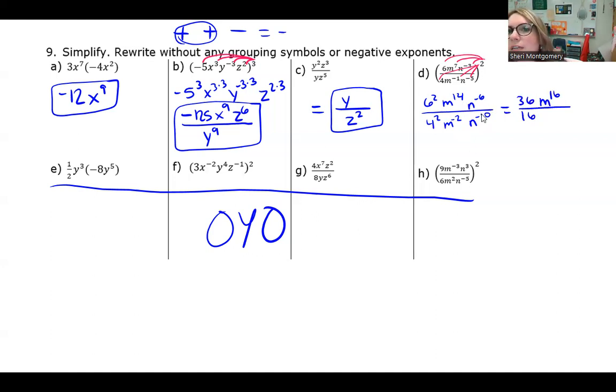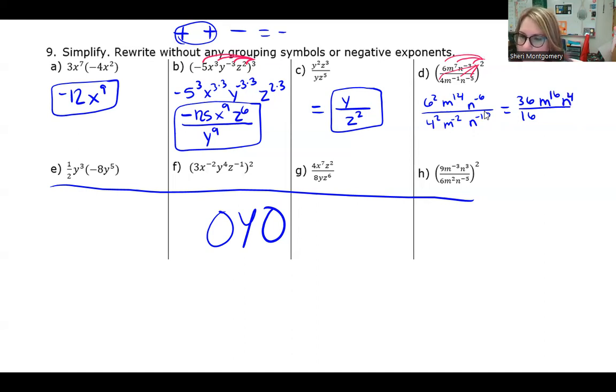And then for these, which one is bigger, negative 6 or negative 10? Think of a number line. Negative 10 is further away from 0. So negative 6 is actually bigger. So we're going to put the n on top as well. And so this is negative 6 minus negative 10, which is actually plus 10. So 10 minus 6 leaves me with a positive 4.